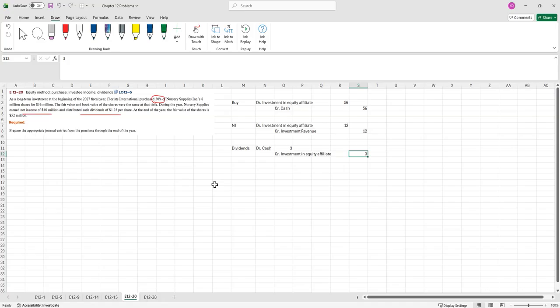For the change in fair value, we ignore that. We're not going to account for that under the equity method. So when we buy it, you record it. With net income, to the extent they make net income, you increase the investment, or if there's net loss, you decrease it. If there's a dividend, the dividend decreases the investment.